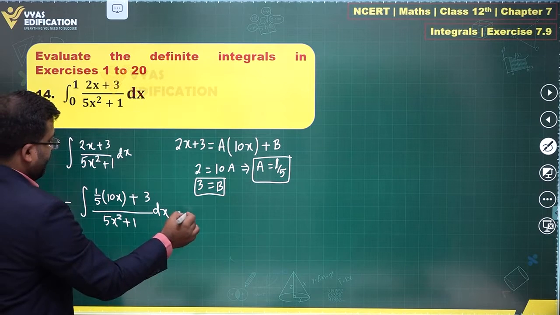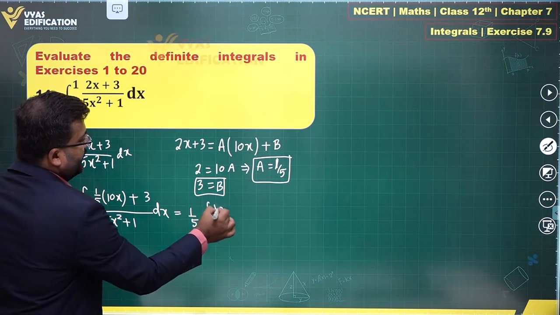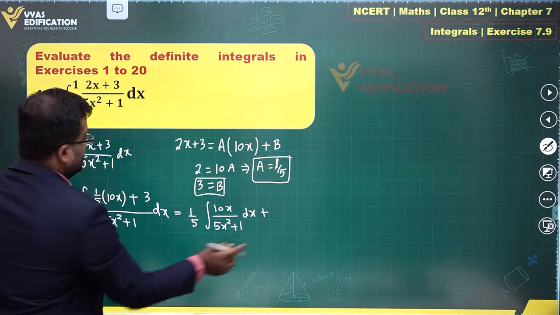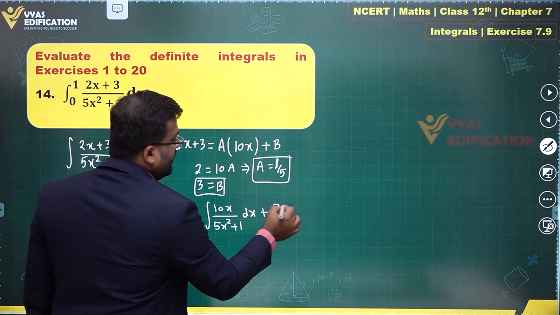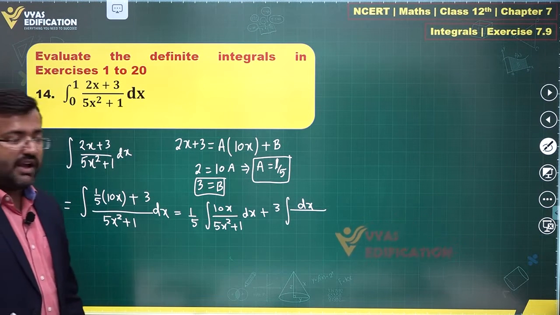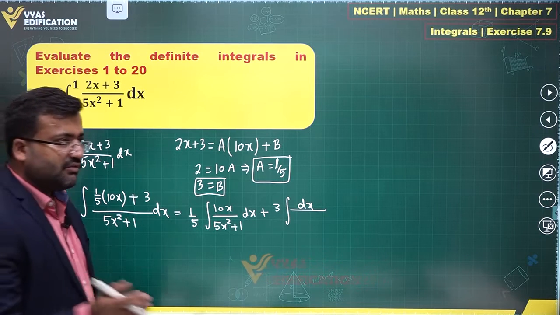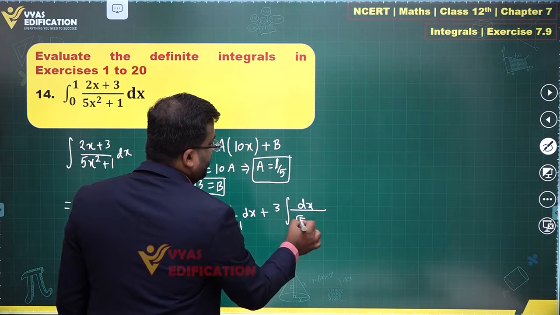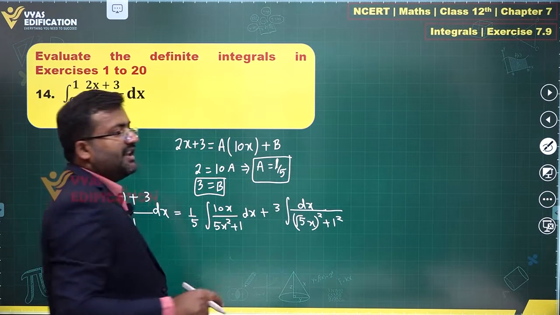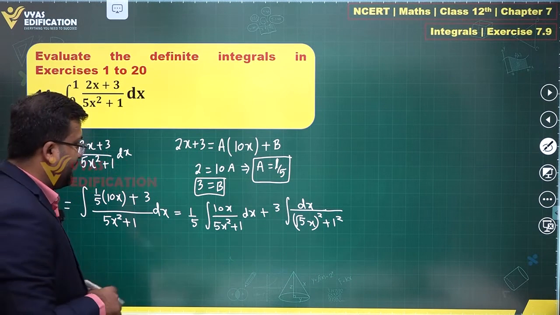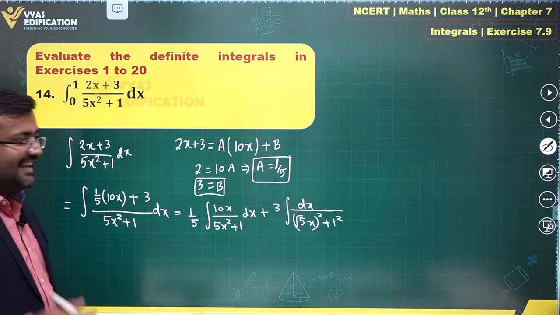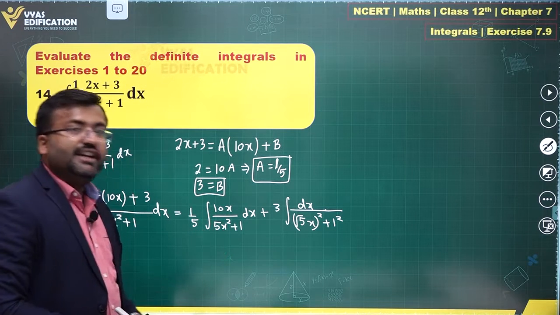This will be separated to 1 by 5 times the integral of 10x upon 5x square plus 1 dx, plus the other term, which will be 3 upon 5x square plus 1. Now instead of 5x square, since this is of the form x square plus a square, I'll write it as root 5x squared plus 1 squared. And now I'll apply the result for 1 upon x square plus a square directly. Here, what do I get? This denominator can be substituted as t. So this becomes dt upon t after that.